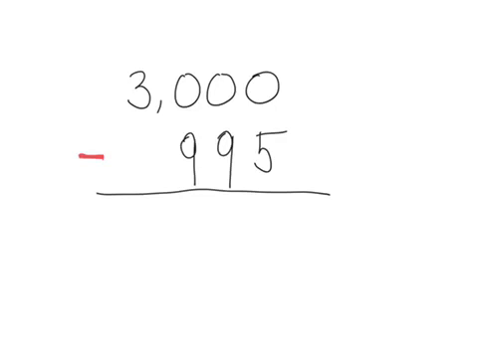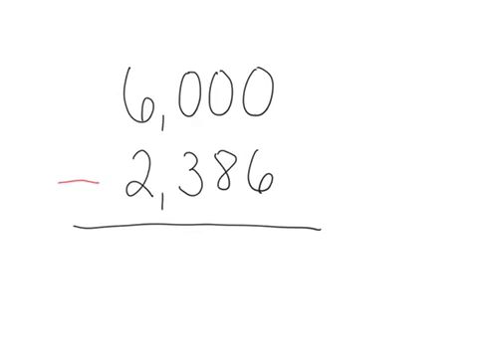All right, guys, you heard him. Try to defeat Mr. Zero by subtracting across these zeros. 3,000, take away 995. And guys, I'd like to see you do the inverse operation and check this so you know you didn't get it wrong. Okay, last one.